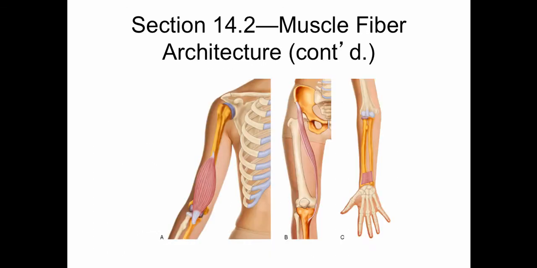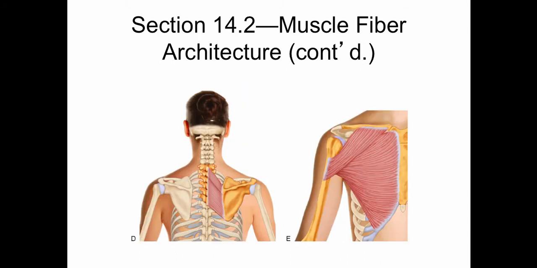A in this diagram represents a fusiform shaped muscle. B is a strap muscle. C is a rectangular shaped muscle. D is a rhomboidal shaped muscle, while on the right, E is a triangular shaped muscle. Sometimes triangular muscles are referred to as fan-shaped muscles.